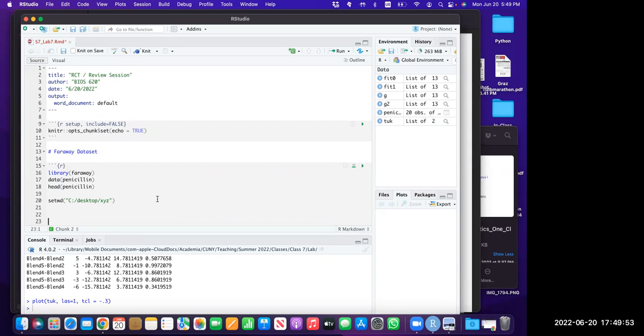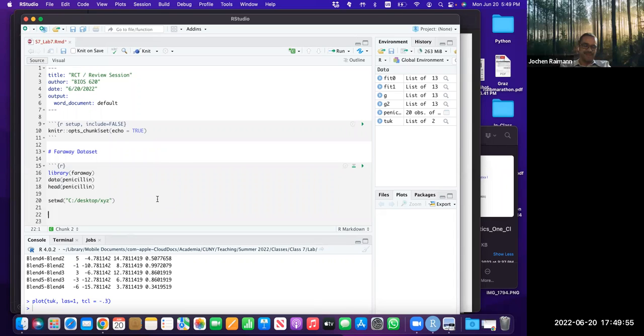Oh, okay. So change the backslashes to slashes. Yes, it's a little annoying. Background: R is Linux based, and Linux doesn't like backslashes, so you just have to change it.